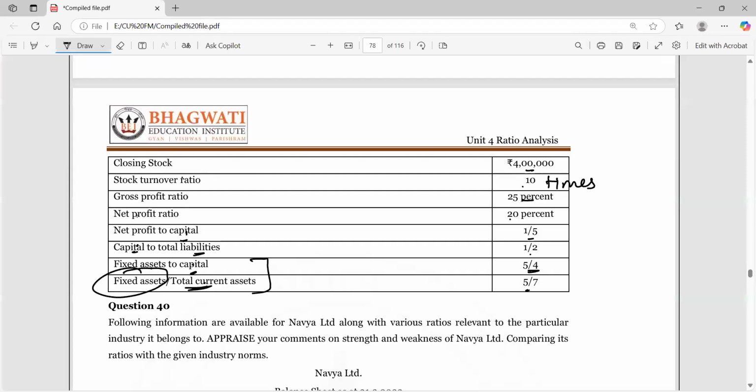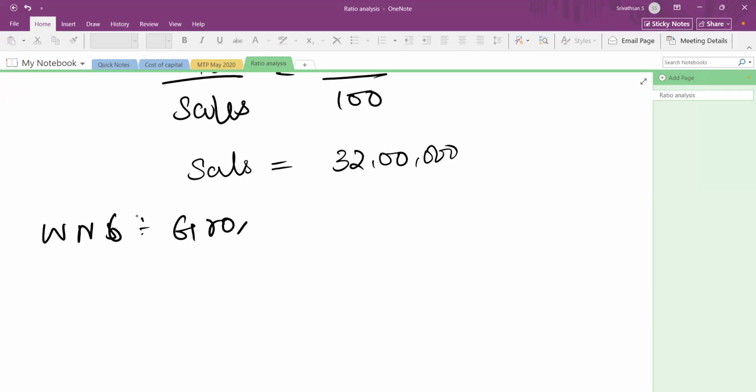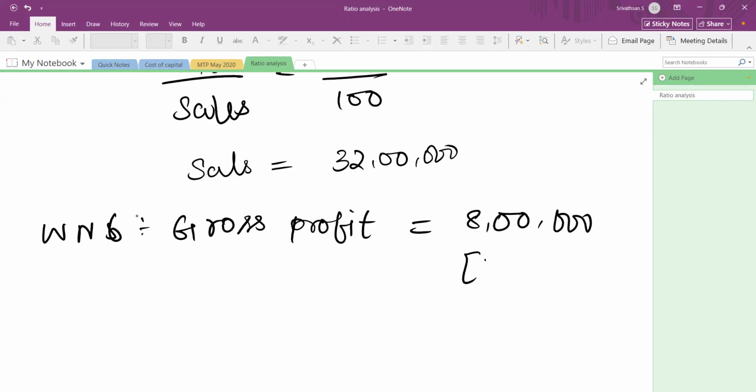Next, what can we calculate? Gross profit. Because gross profit ratio is given as 25% of sales. Sales is 32 lakh. Working note number 6, right? Gross profit. I'm directly writing the amount. How much? 8 lakh. Did you all understand how it is 8 lakh? 32 lakh into 25%.